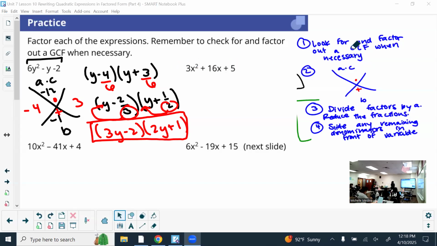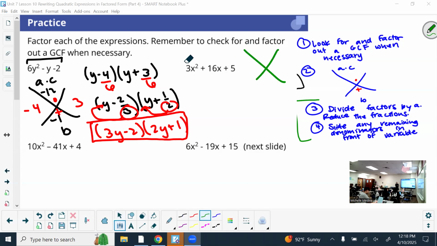So what you do now is you keep following the steps, set up your diamond. What will be my A times C for this? 15. A times C, 3 times 5 is 15. What's going to be my B? 16. Class, what are two numbers that multiply to 15 but add to 16? 15 and 1, because we needed to add to 16.